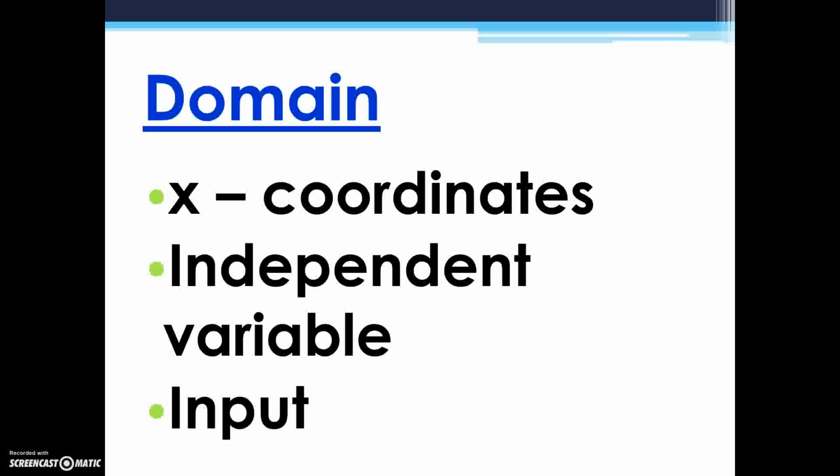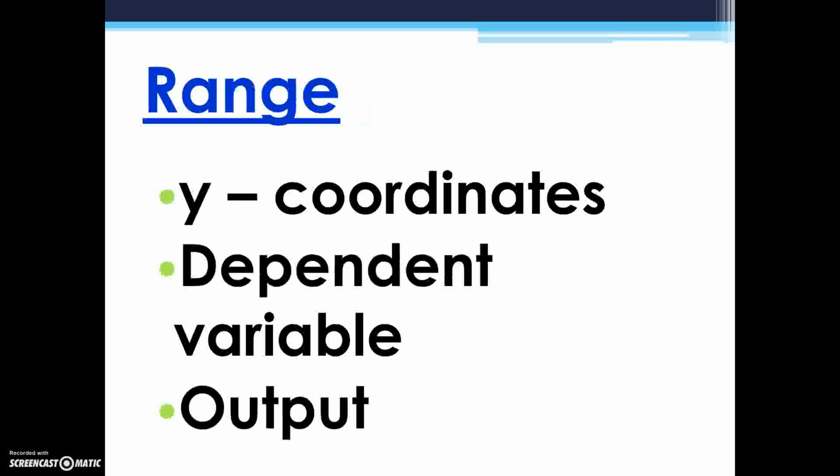The total amount that you get paid is going to depend on everything else, which brings us to range, which is your y coordinates, your dependent variable, and your output. So if we're talking about the hours you work to the total amount you get paid, the number of hours you work is your independent variable, and the total amount you get paid is your dependent variable, because how much you get paid will depend on how many hours you work.